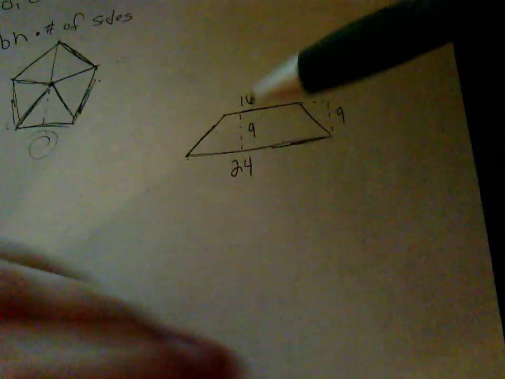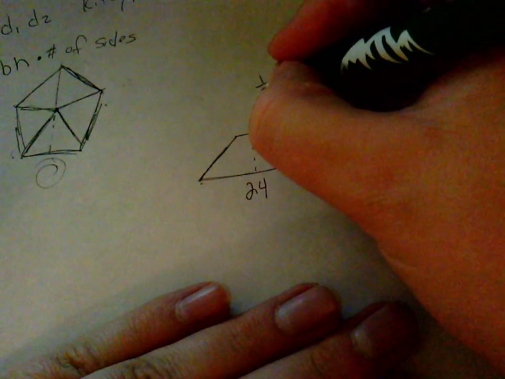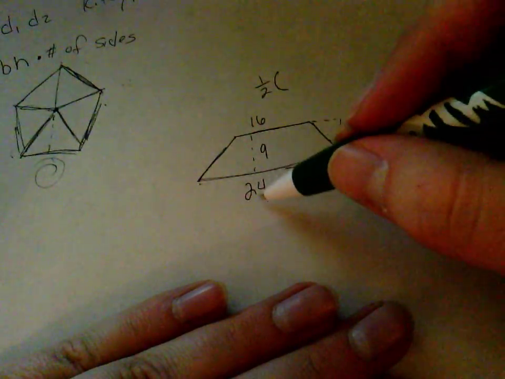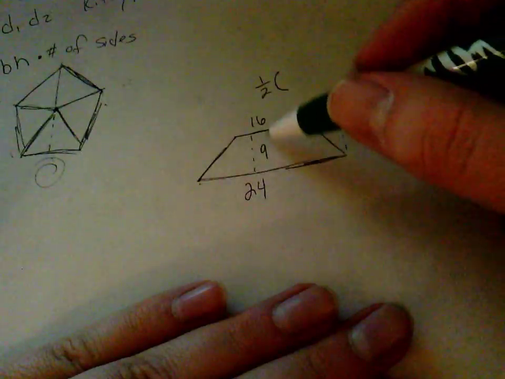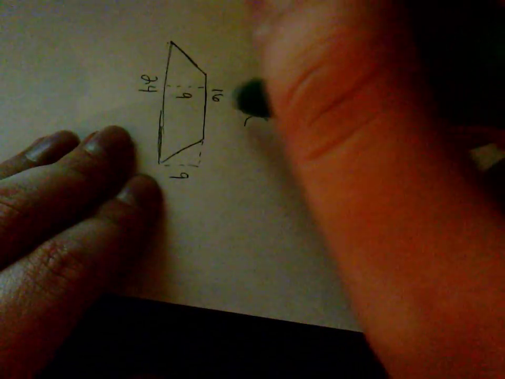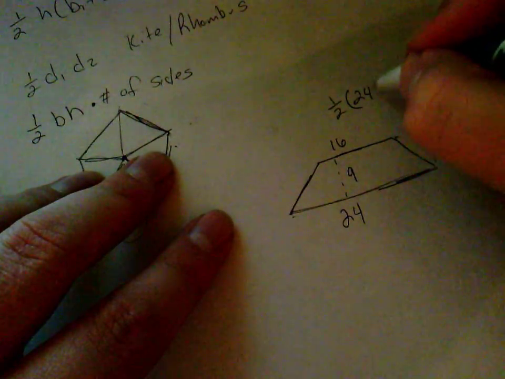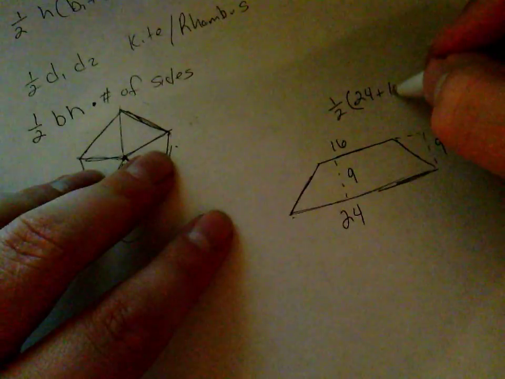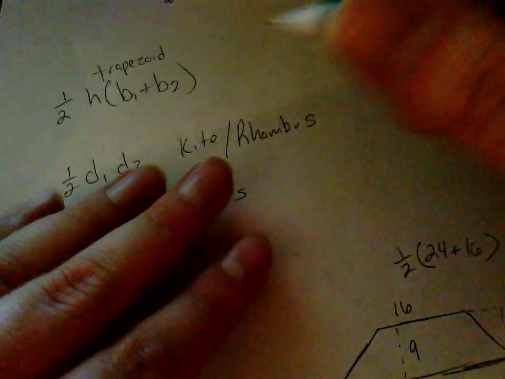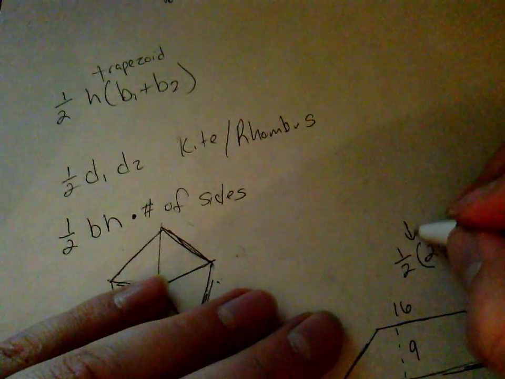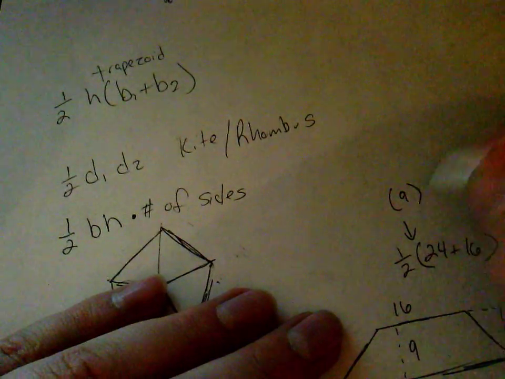But the area formula for this trapezoid is 1/2 base 1. So these are both bases. No matter how I turn this, once again, the height is connecting them. So these are both bases. So it's going to be 1/2 24 plus 16. I'm sorry, I'm not following the actual formula. It's 1/2 height. So height should be somewhere in there.